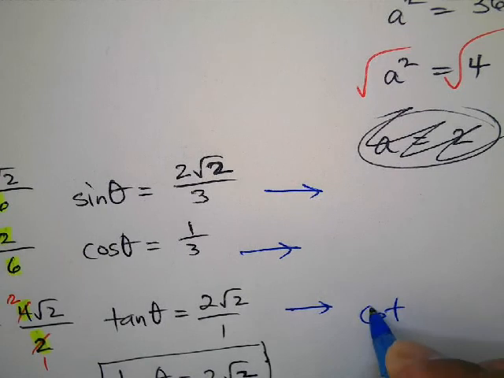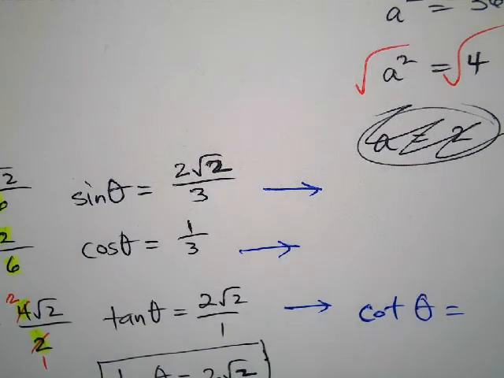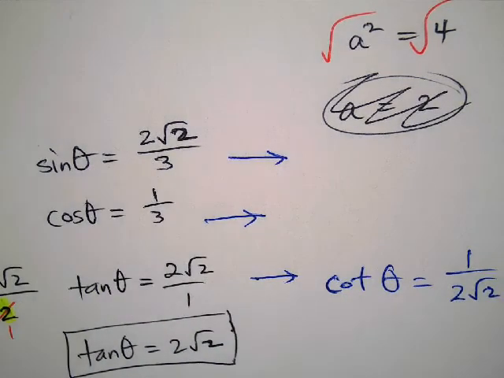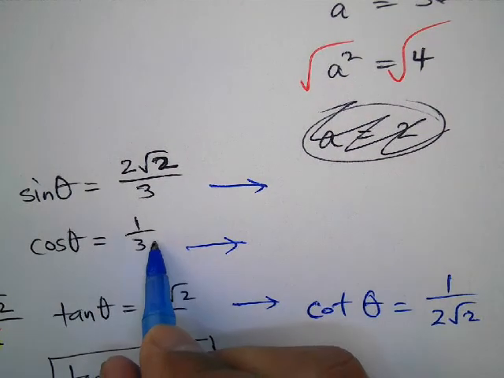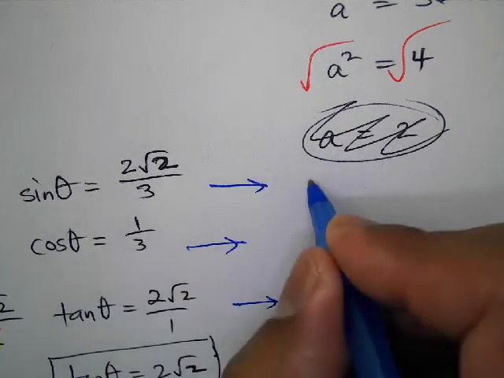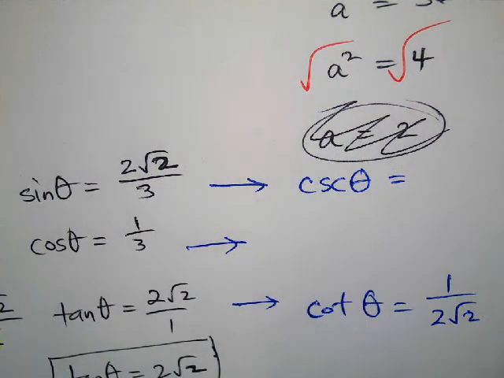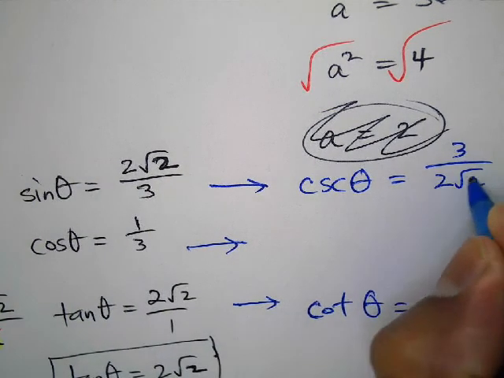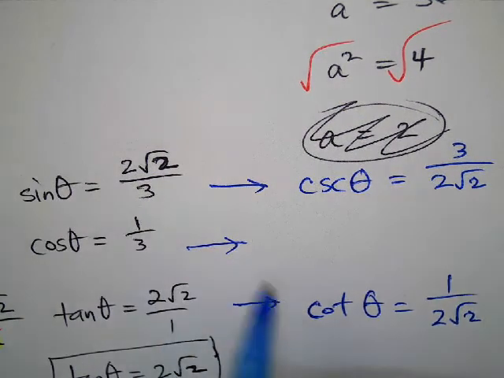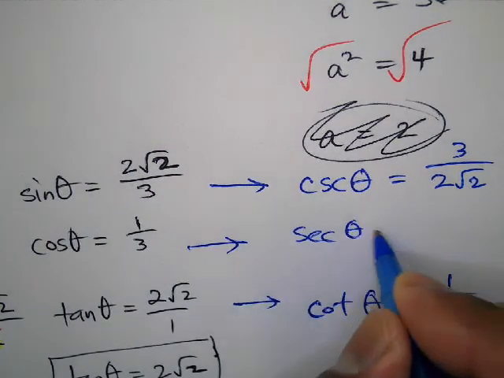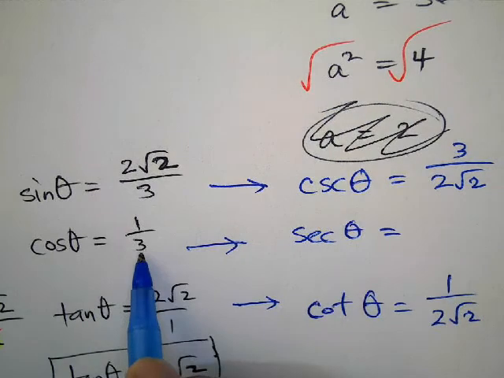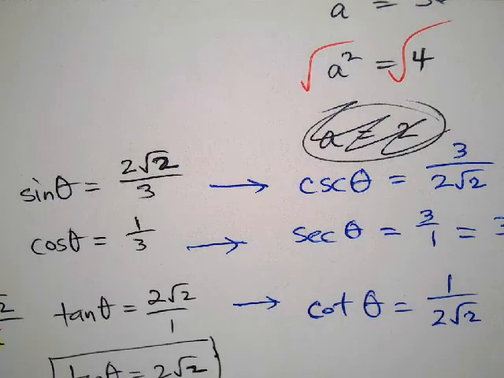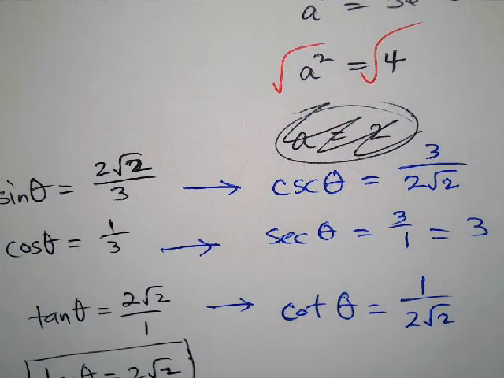So cotangent would be the reciprocal of that, 1 over 2 root 2. Cosecant is the reciprocal function for sine. So the reciprocal of that is 3 on top and the 2 root 2 on the bottom. And then this one is secant. The reciprocal of cosine is secant, and the reciprocal of 1 over 3 is 3 over 1. So really secant is just going to be 3, right? 3 over 1 is just 3.